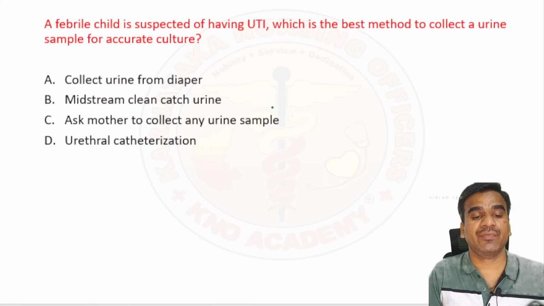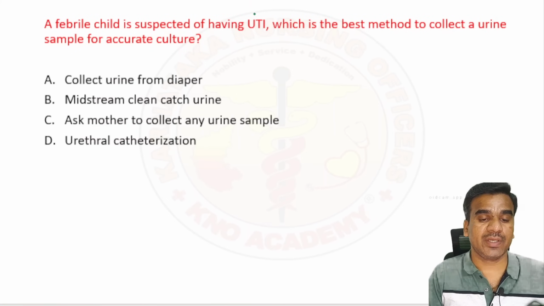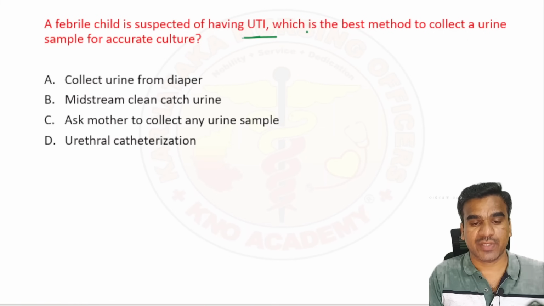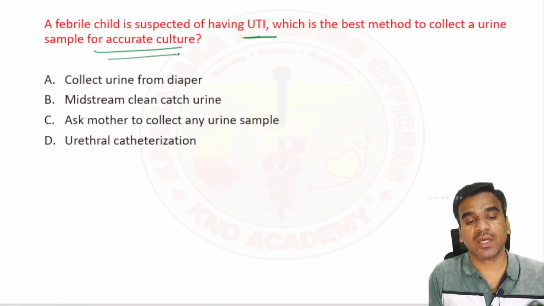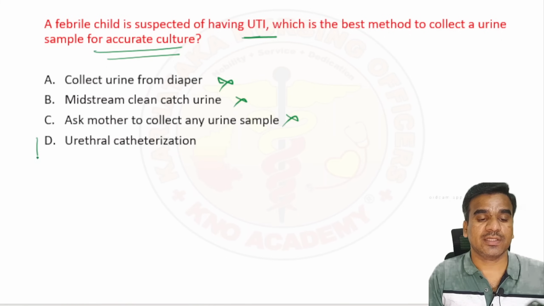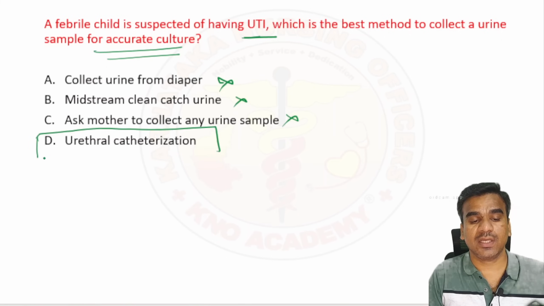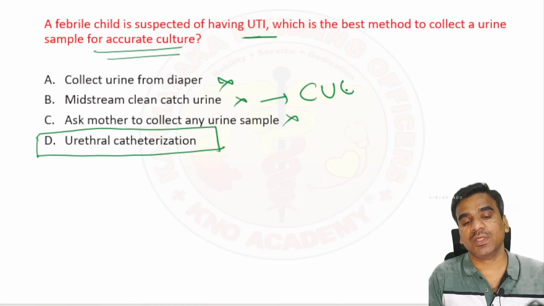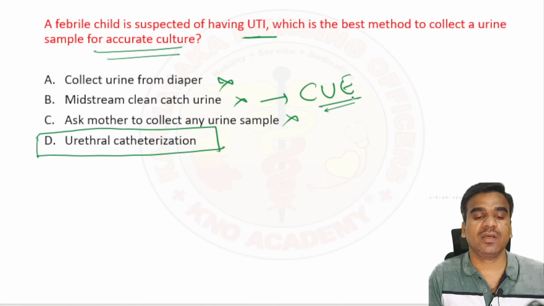Okay, and next question: a febrile child is suspected of having UTI, urinary tract infection. Which is the best method to collect the urine sample for accurate culture? Collect the urine from the diaper? No. Midstream clean catch urine? No, because he is a child. Ask the mother to collect any urine sample? No. And urinary catheterization? Yes, urinary catheterization is the right answer. For urine examination, CUE, complete urine examination, we can take the midstream urine, but not for the culture.